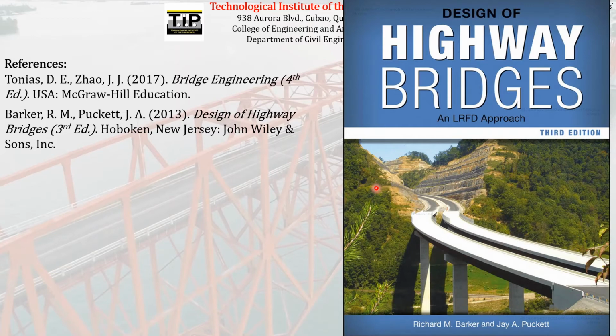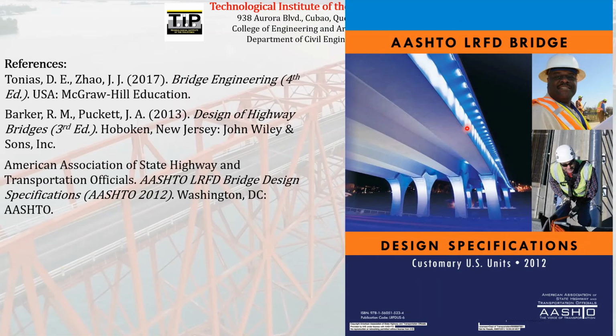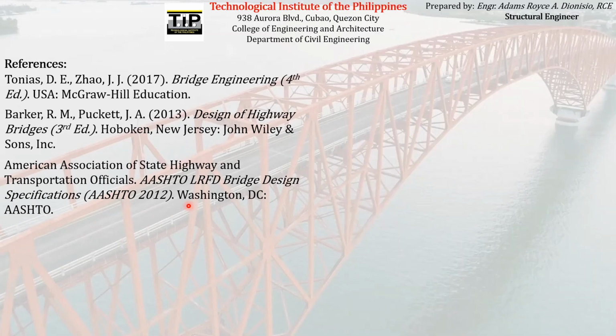The edition of AASHTO that we will be using on this subject is the AASHTO 2012 because it is the reference of our local code, which is the DGCS made by the Department of Public Works and Highways. So this is the AASHTO 2012 that we will be using, the AASHTO LRFD Bridge Design Specifications 2012 edition. I recommend again to have a copy of this code.